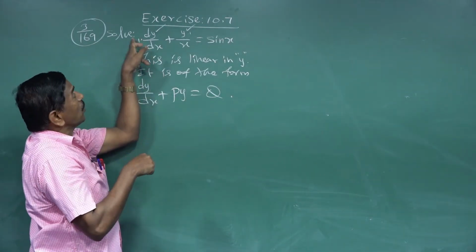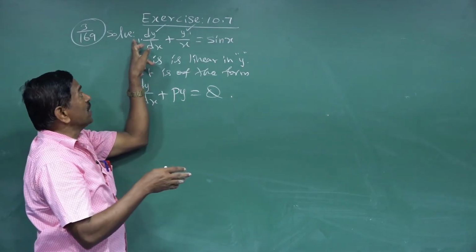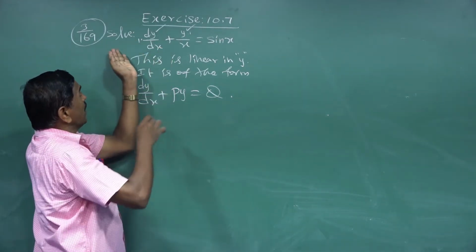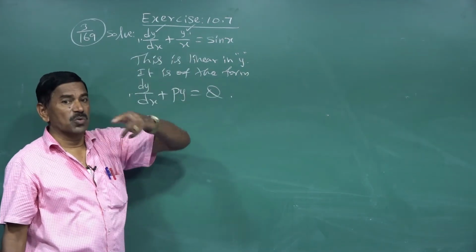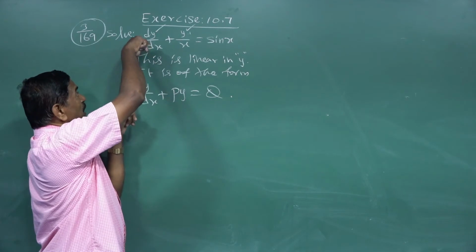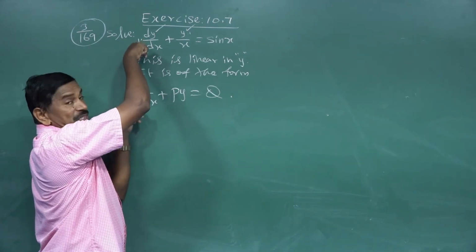Suppose the coefficient is cos x, that is cos x into dy by dx. Then we want to eliminate that cos x, so we divide by cos x on both sides. According to the question, it is a direct question with dy by dx coefficient 1, so it is in the standard form.